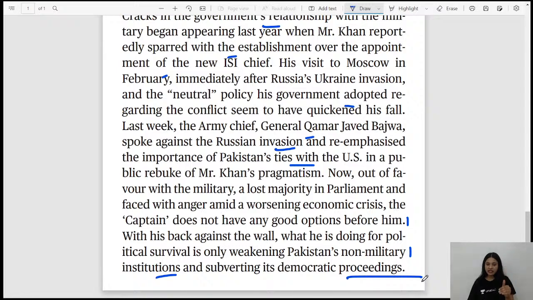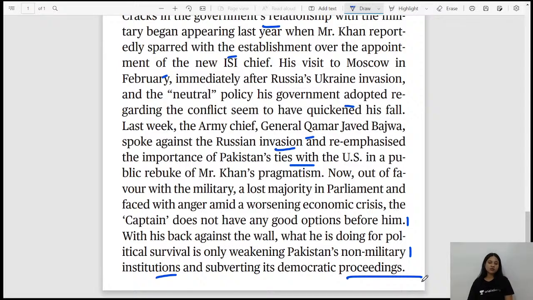So, in the end, there is no moral of the story here. There is no solution to the problem discussed here, but there is some conclusion. There is some afterthought that the author is leaving us with. So, what is that afterthought? Where does he want us to analyze? He wants us to think about the fact that everything that Imran Khan is doing to save himself.